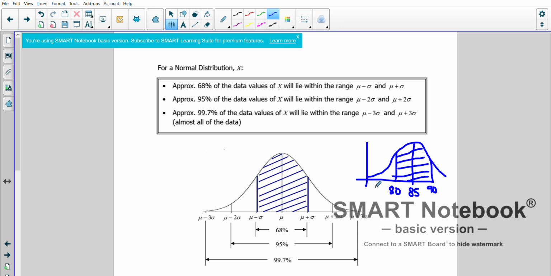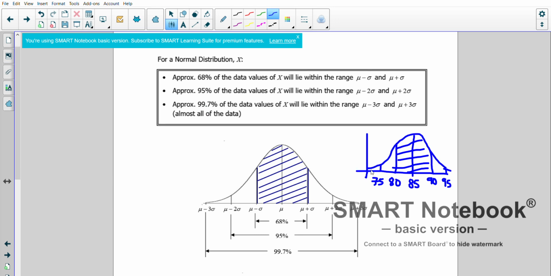2 standard deviations away, so each standard deviation is 5, so 2 standard deviations downwards would be a score between 75 and 95 in my example here. 95% of my golf scores would be between 75 and 95. And then if you want to take it a step further, if you want to go to 3 standard deviations, pretty much all the data will be within 3 standard deviations, 99.7%. In terms of my golf, that would be between 70 and 100. Almost 100% of my rounds would be between 70 and 100.